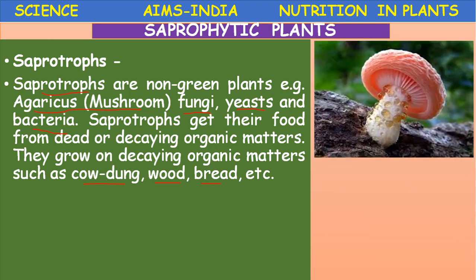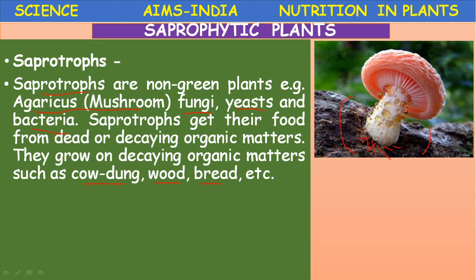Here is an example: a mushroom. It is an Agaricus. Simply, we commonly call it a mushroom. Some of these mushrooms are edible and some are poisonous. They release certain digestive enzymes into this organic matter, this is dung, organic matter, and they absorb the nutrients from that organic matter.